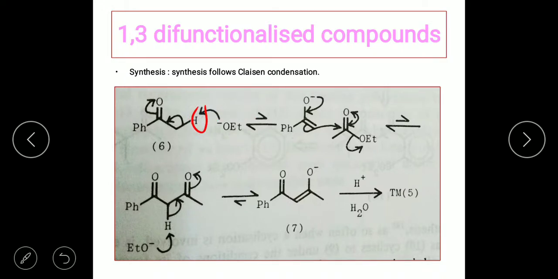Once you deprotonate the hydrogen, you are going to get back the enol form. That is, there's going to be a shift of electrons from this negative charge, as already shown by this black arrow mark, and from this you're going to get the enol form. Once you get the enol form, it is very easy for us to react the ethyl ester with the enol form.